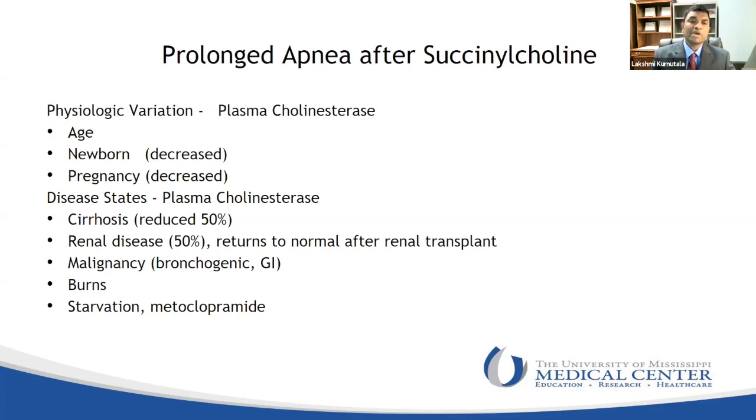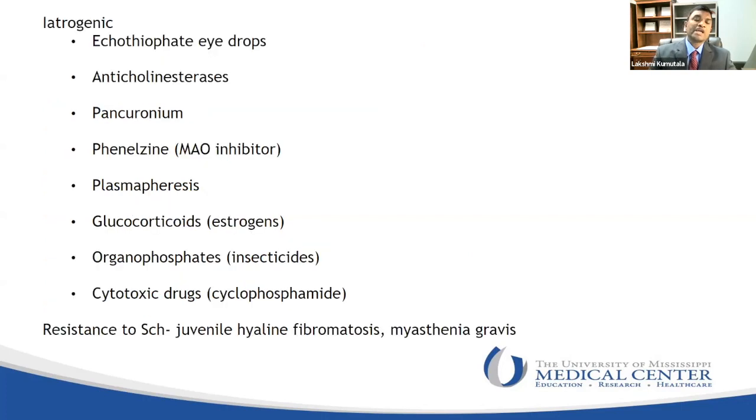In patients with some malignancies, like bronchogenic carcinoma or gastrointestinal carcinoma, you may see a decrease of plasma cholinesterase and prolonged apnea. In patients with burns, starvation, and those who took metoclopramide, you may also see decreased pseudocholinesterase. The iatrogenic causes of decreased pseudocholinesterase are seen in patients who received medications like echothiophate, anticholinesterases, pancuronium, phenelzine, plasmapheresis, glucocorticoids, organophosphates, and cytotoxic drugs like cyclophosphamide.